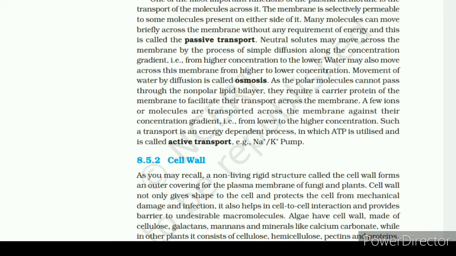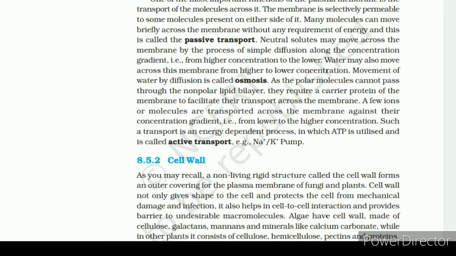Materials to be packaged in the form of vesicles from the ER fuse with the cis face of the Golgi apparatus and move towards the maturing face. This explains why the Golgi apparatus remains in close association with the endoplasmic reticulum. A number of proteins synthesized by ribosomes on the endoplasmic reticulum are modified in the cisternae of the Golgi apparatus.